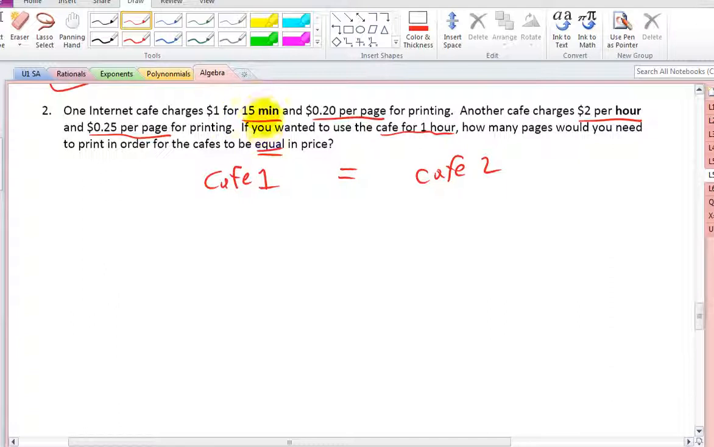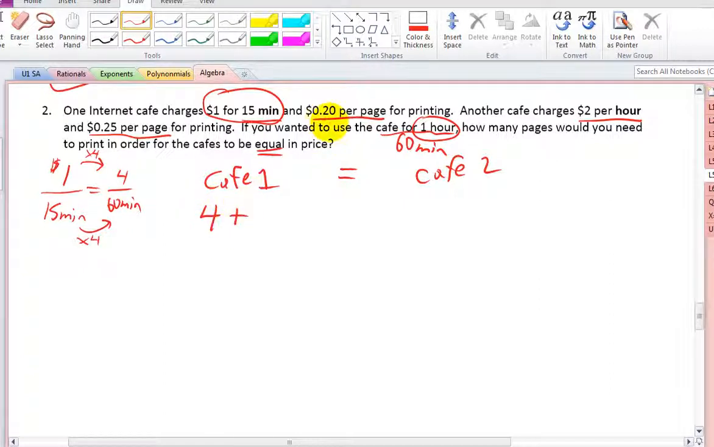So $1 for 15 minutes. In 1 hour, how many minutes is that? Okay. So how much is this person going to pay then? $4. Right? So it's going to be $1 for 15 minutes, and we're equaling 60 minutes. So we have to times it by 4. So same thing up top. Okay. So you got to do a bit of work on the side for this one. That's why it's a little bit weird. So it's going to be 4 plus 20 cents per page.